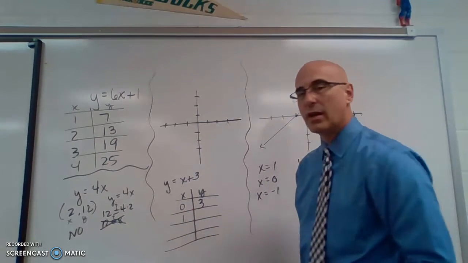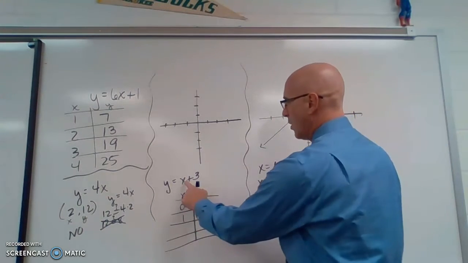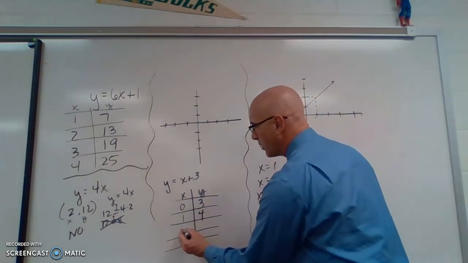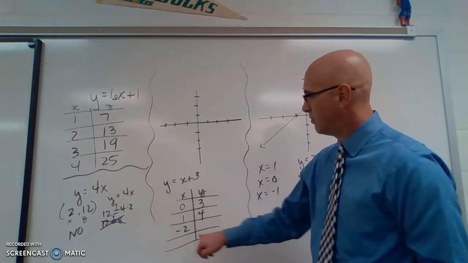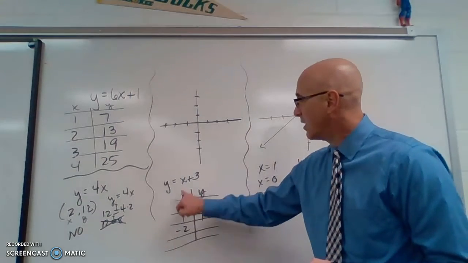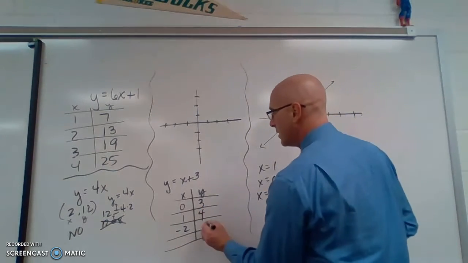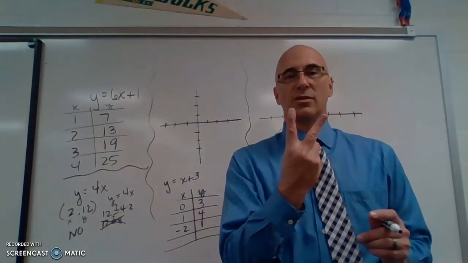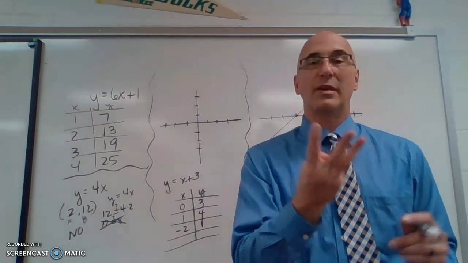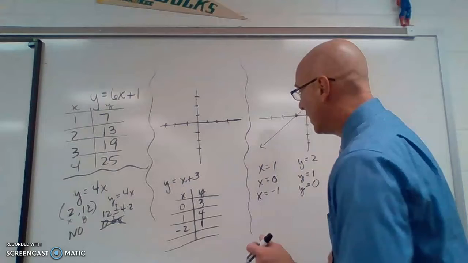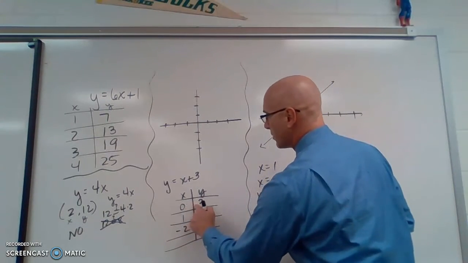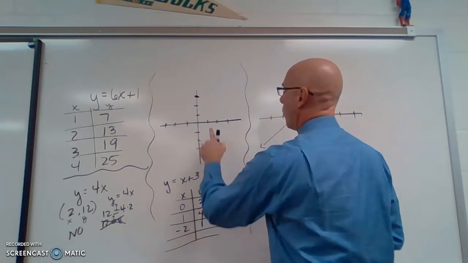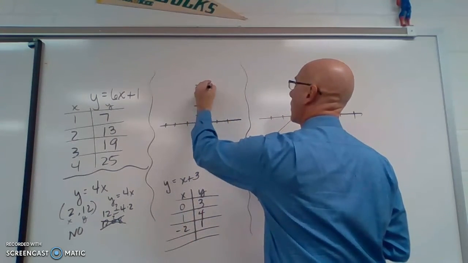What happens if we put in 1? 1 plus 3 equals 4. What happens if we put in negative 2? You can do that too. Negative 2 plus 3 equals 1. Really, all you need is 2 points to draw your line. I like to do 3 just to make sure I'm doing it right. So I'm going to graph these. Graph the point 0, 3. So 0, 3. And then 1, 4 is up here.